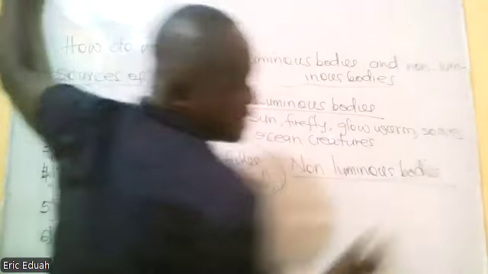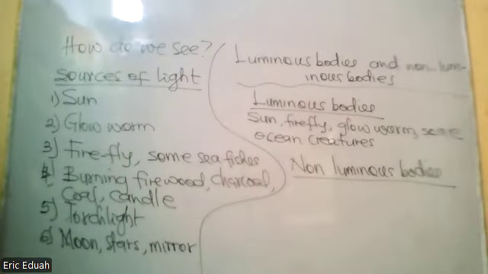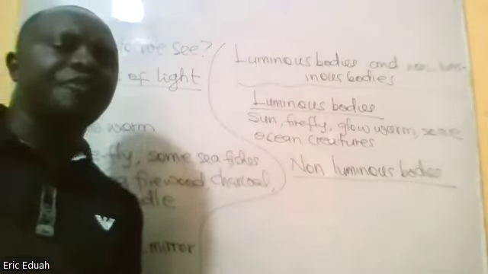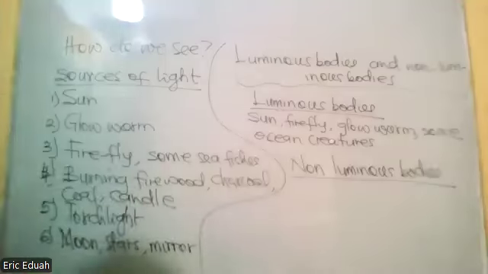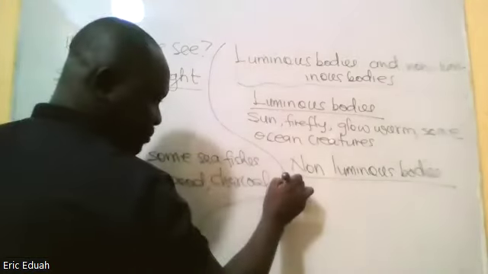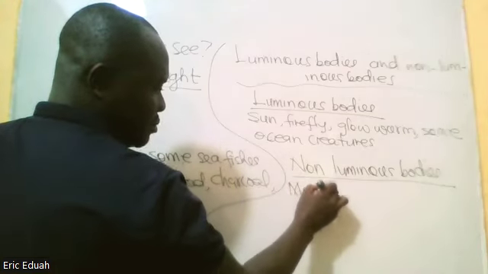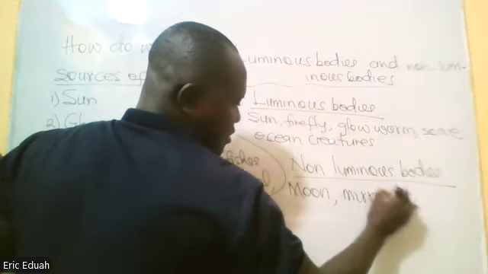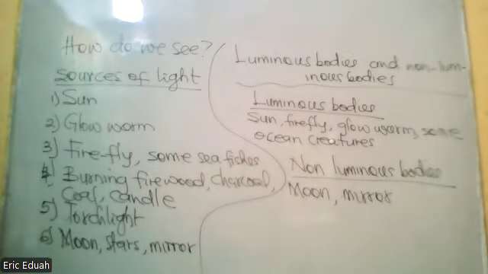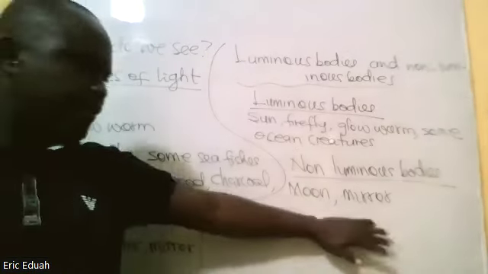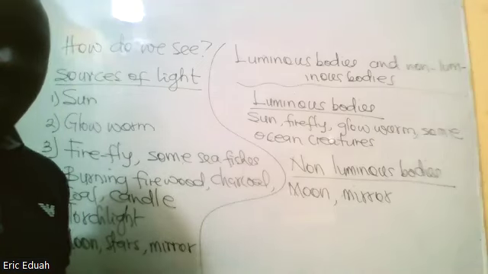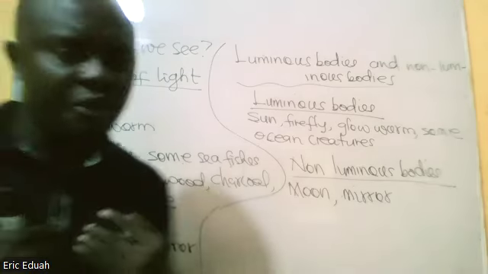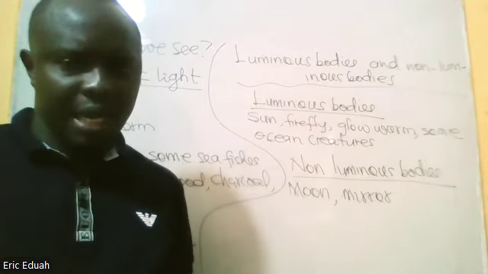For non-luminous bodies, they do not produce their own source of light, but they always reflect light from a source. An example is the moon, then mirror. These bodies do not provide their own source, but they reflect light to look as if light is coming from them. Okay.